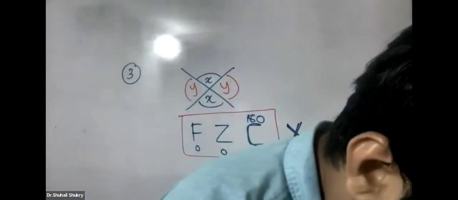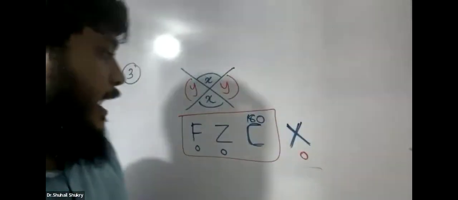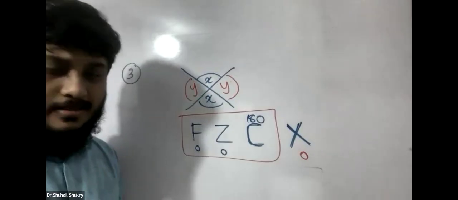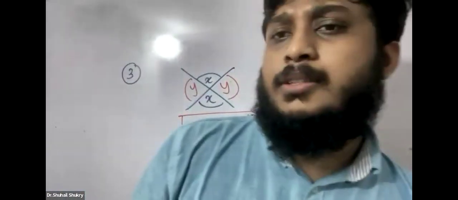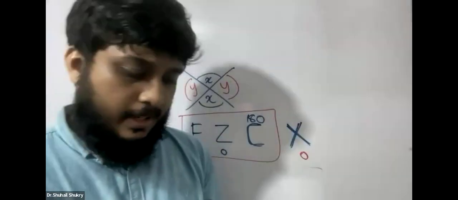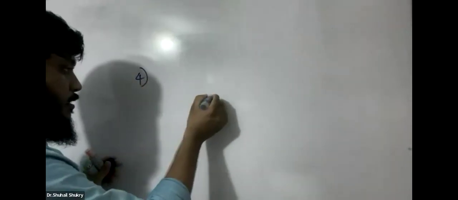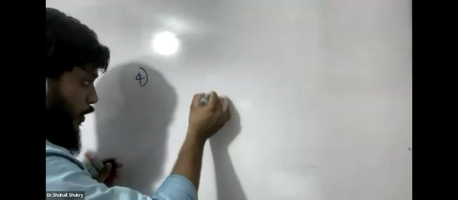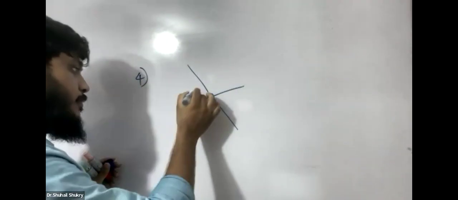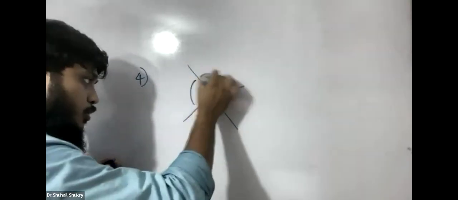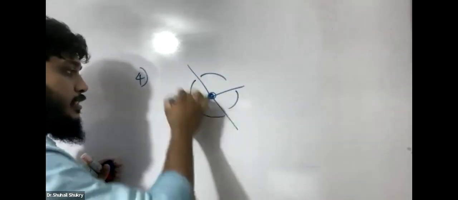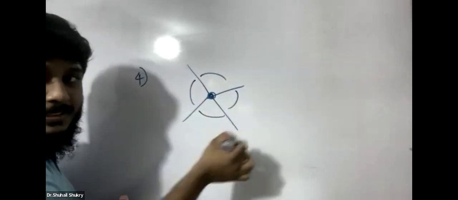Now we'll go to the fourth one. Angle at a point is 360 degrees. Although it's a theorem, you guys know these things. The fourth one, angle at a point is 360 degrees. So when you take a point, if you draw four lines like this and draw angles like this, what will happen? It will complete a circle.